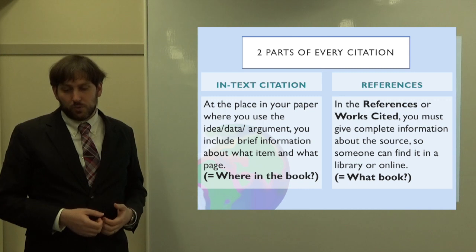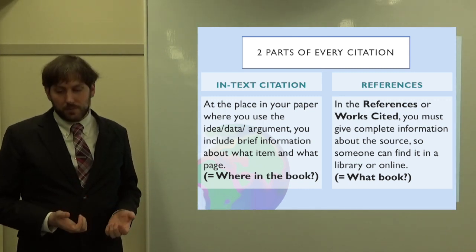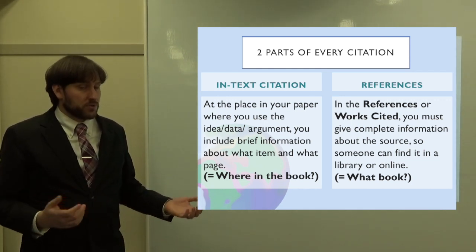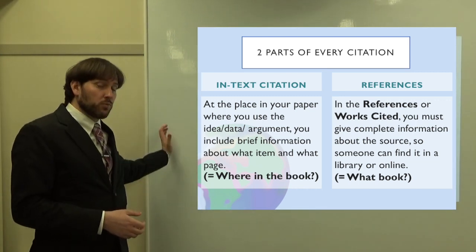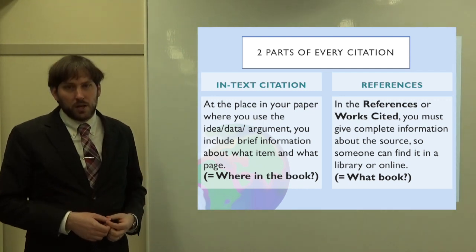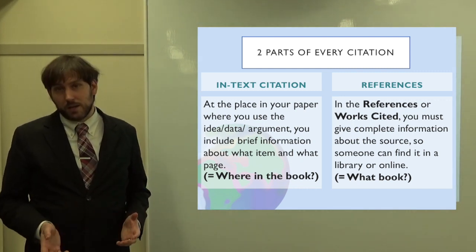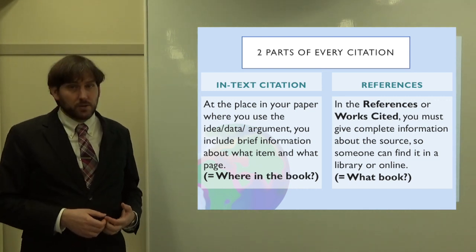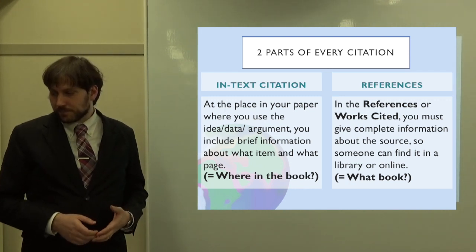So in the references or works cited, you must give complete information about the source so someone can find it in a library or online. This answers the question: what book, what website, what page, so that someone can find the larger thing again. And then the in-text citation is where inside of the book, where inside of the website, where inside of the journal article, the information that you found is located. This applies whether you're doing a direct quotation or whether you are paraphrasing, or even if you're just citing the reference and not including any of its contents.